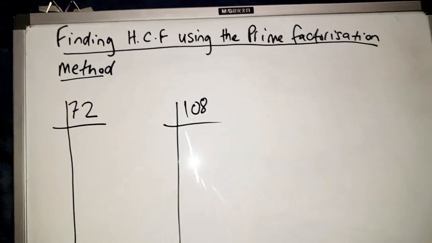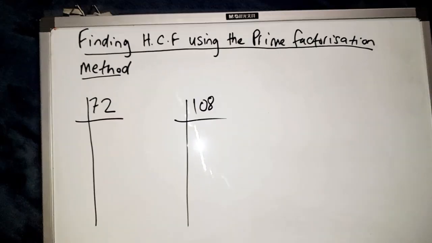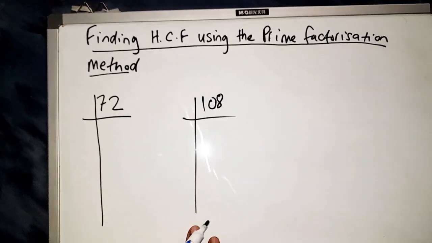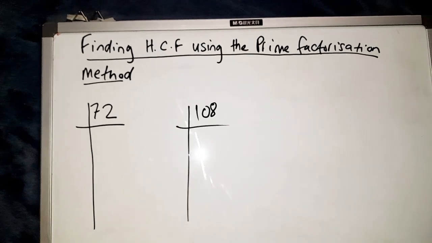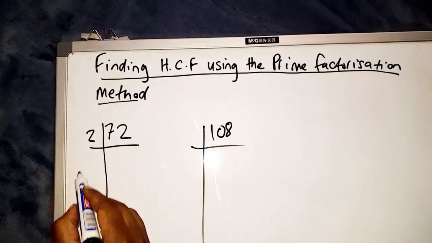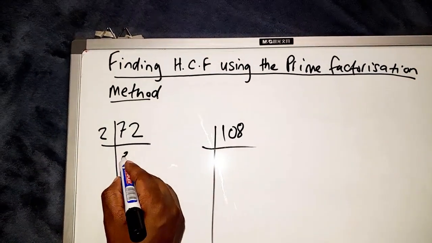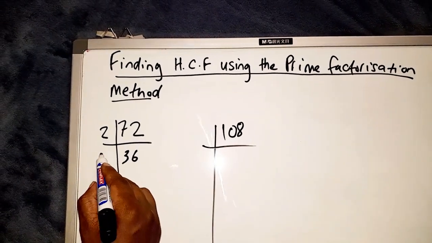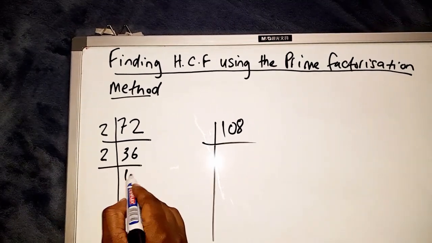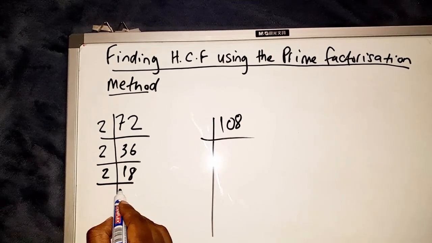Let's do another example of finding HCF. Hopefully everything will be included on the board. Now we start with the list. Prime number, obviously, you will get 36. You try again with 2, you will get 18. You try 2 into 18, you will get 9.